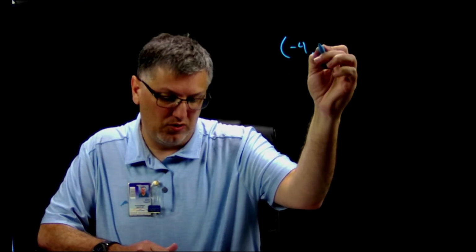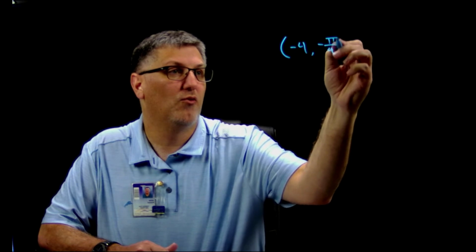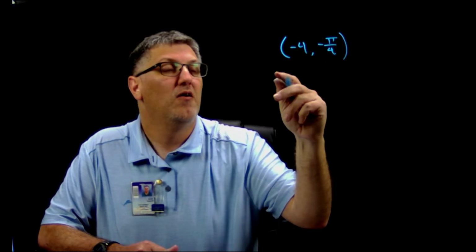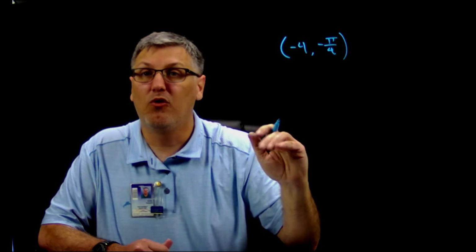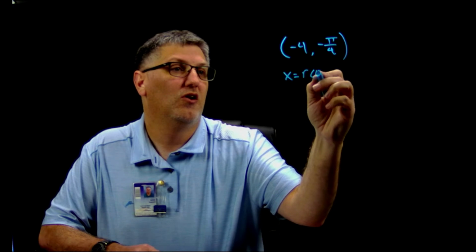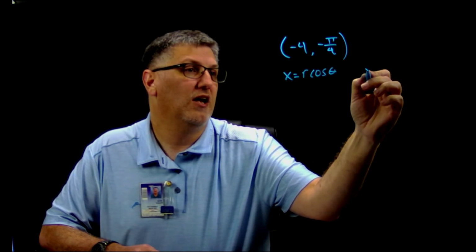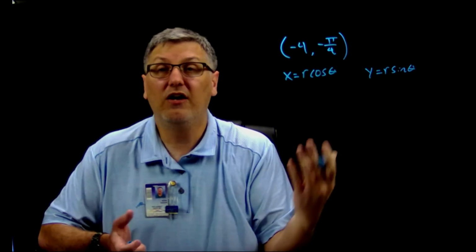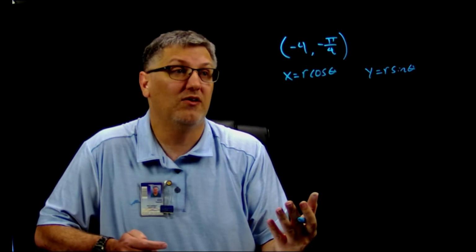All right, let's do another example of converting polar coordinates to rectangular coordinates. So let's say I have a polar coordinate of -4, negative pi over 4. All right, so here my radius is -4, and my angle is negative pi over 4. Well, what's really nice about my formula, where x equals r cosine theta and y equals r sine theta, is I just plug and chug. I don't care about the negatives.